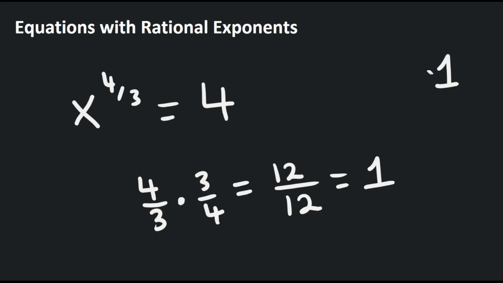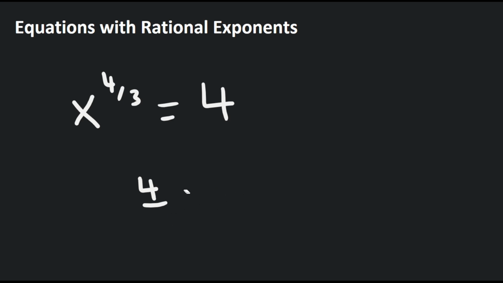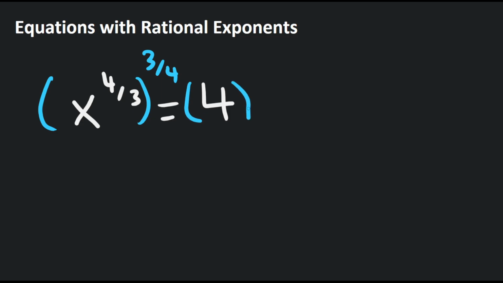So what does that mean for us in solving this equation right here? Well, what we're going to do is raise both sides to the power of the reciprocal. So 4 over 3, the reciprocal of that is 3 over 4. And we're going to raise the other side to the power of 3 over 4 as well. Now let's focus on this left side right here. So x to the power of 4 over 3, all raised to the power of 3 over 4.